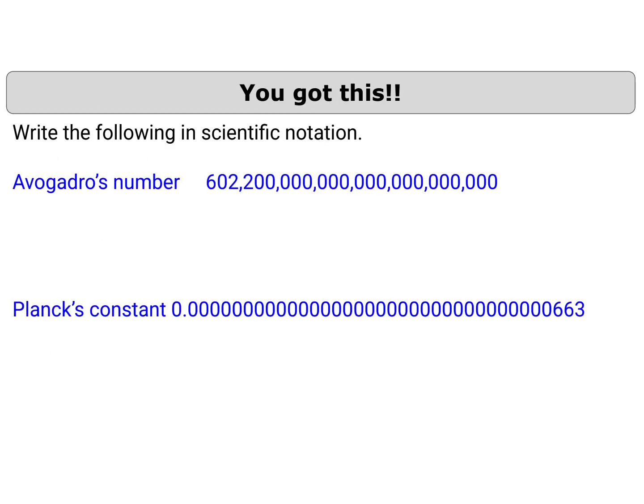Now here is a couple of challenging problems. Go ahead and write Avogadro's number and Planck's constant in scientific notation. So how did you do on that? Sometimes the hard thing on that is just counting up all the zeros without going cross-eyed. So hopefully this will help you with your scientific notation, and good luck.